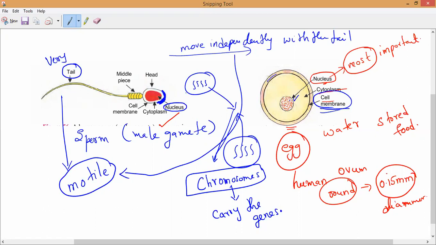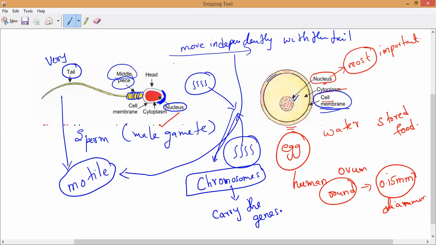Now, if you notice here, supporting the nucleus is the yellow color part. This is called the middle piece of a sperm, which supports the nucleus and connects the tail and the head. Like our head and body are connected with the help of the neck, correct? In the same way, the middle piece connects the tail and the head.